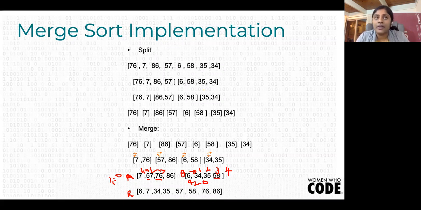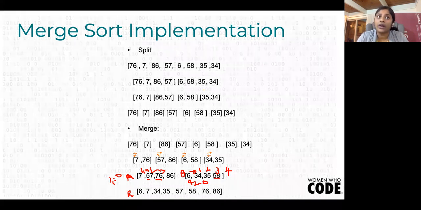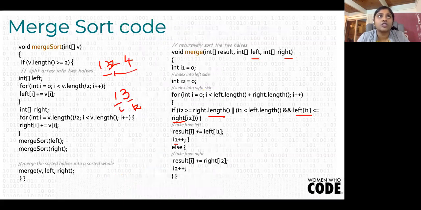The merge step is where you're actually visiting every element in an array. So you have to visit every element in the left and right array, compare it, and then move it to our result array. So that takes n, and that's why it's n log n. Yeah, that's about merge sort.